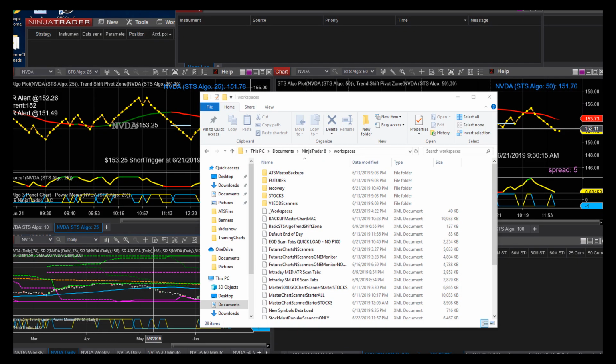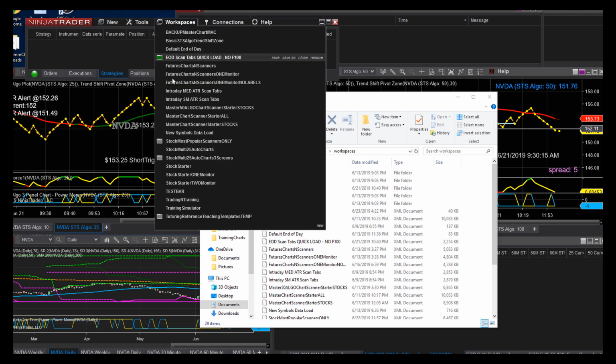Okay, first I've opened up a different workspace to show you. It's in your list of workspaces: end of day scan tab, quick load, no 100. That means all the wick bars and so forth are less than 100 size, so you can load the scanners faster, with fewer resources required.